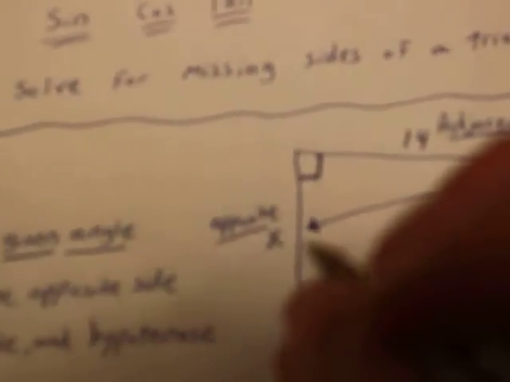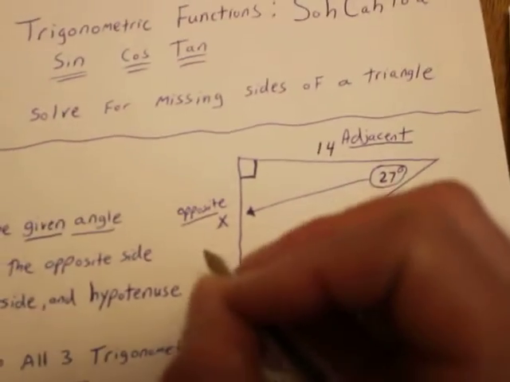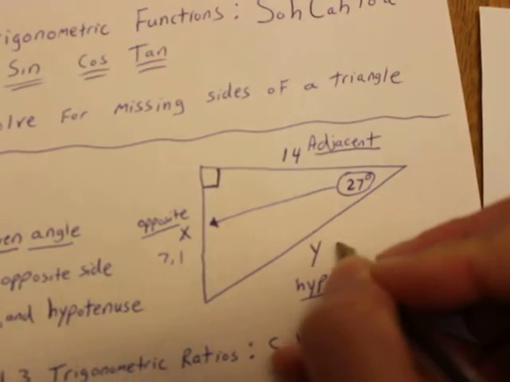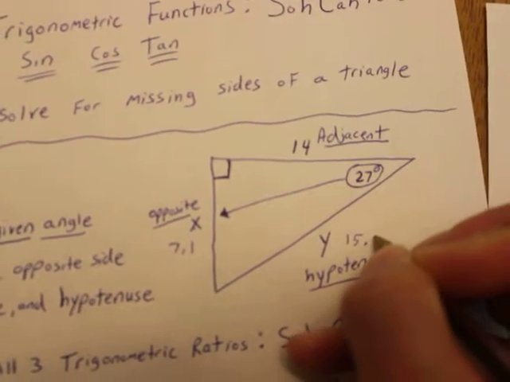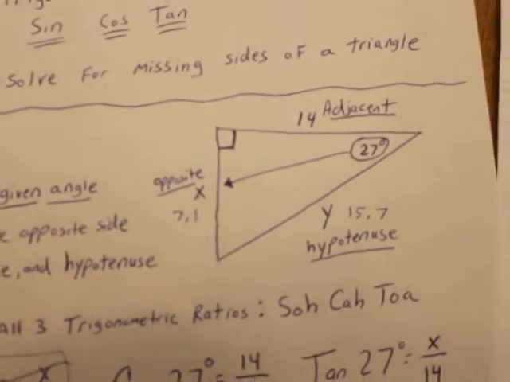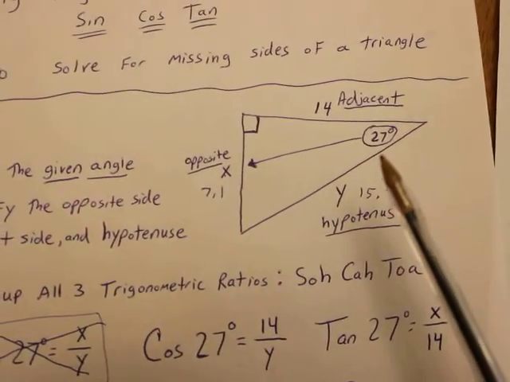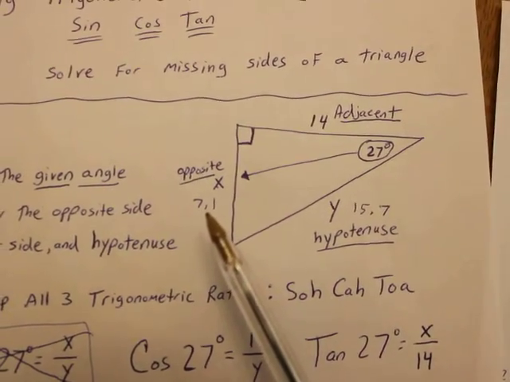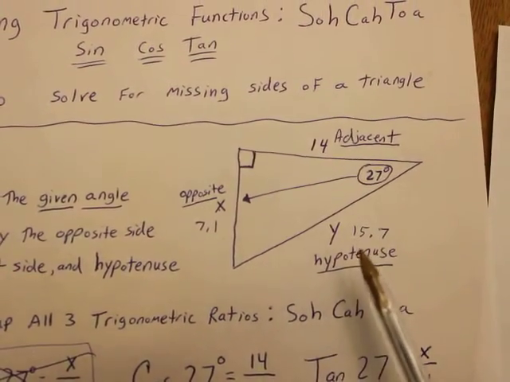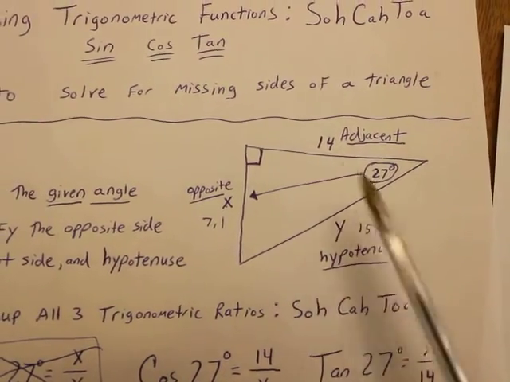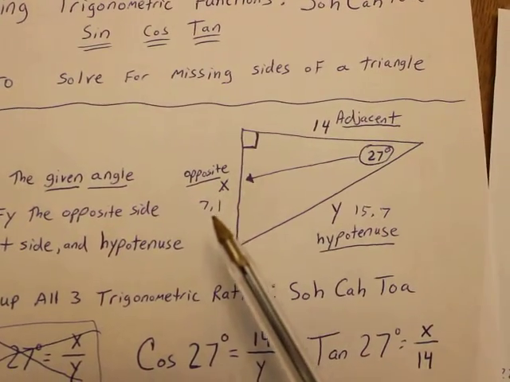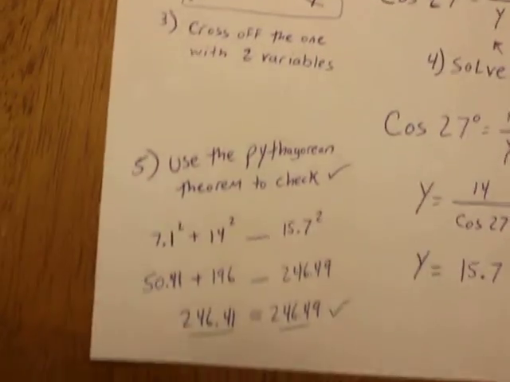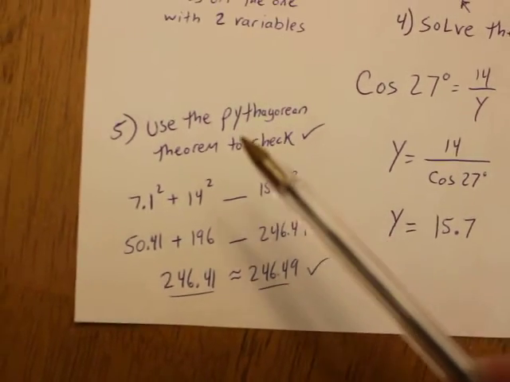So if x is 7.1, hang on, let me move my camera. If that's 7.1, and then y is 15.7, well, first of all, that would make sense that these answers could be correct, because the smallest angle of the triangle is across from the shortest side, and then the hypotenuse always has to be the largest one. So this all makes sense, and I'm going to use the Pythagorean theorem, leg squared plus leg squared equals the hypotenuse squared, to check.